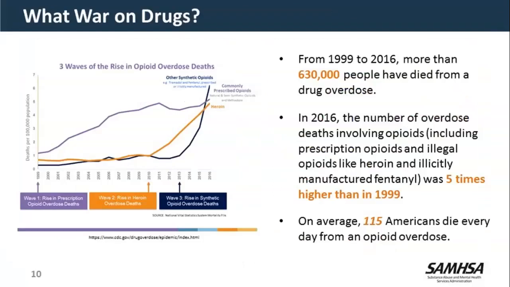And so just a few more statistics around this epidemic. In 2016, the number of overdose deaths involving opioids was 5 times higher than that in 1999. So when you think about that blue map and compare it to the colorful map, the overdose deaths were about 5 times higher. On average, about 115 Americans pass away every day due to an opioid overdose. And some of the contributors to this are in this graphic, also produced by the CDC.